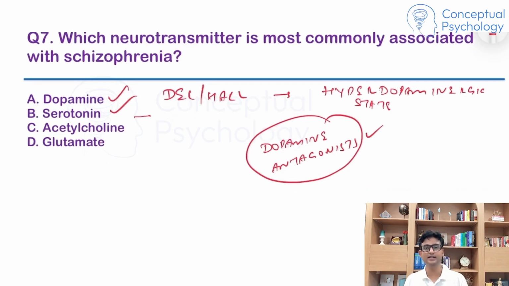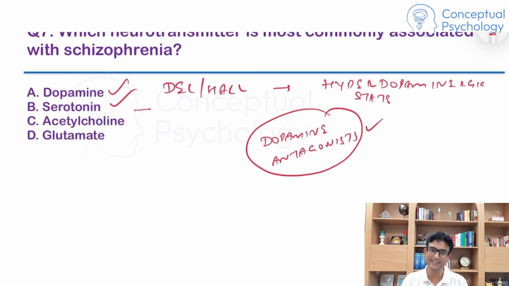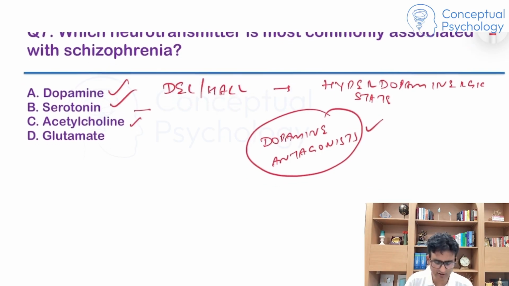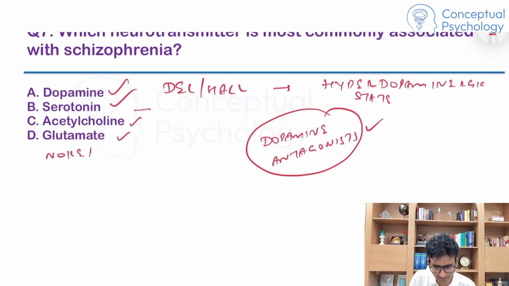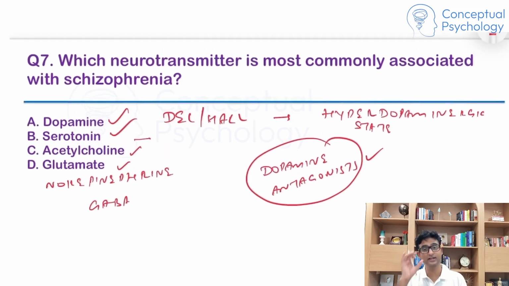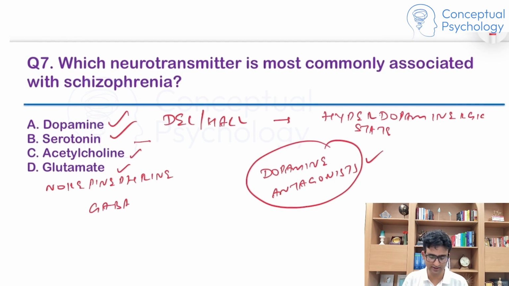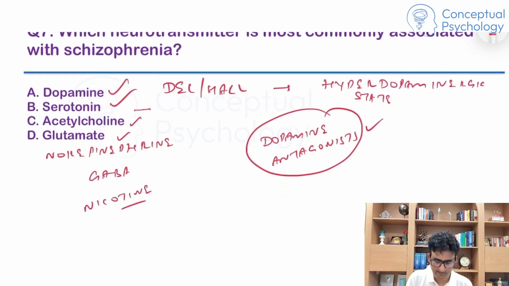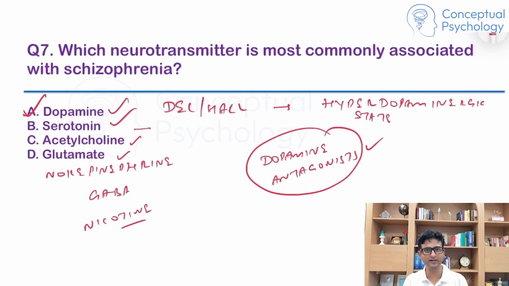Similarly, even excessive levels of serotonin have been implicated, because drugs acting as serotonin receptor blockers, or serotonin receptor antagonists, are also effective in decreasing the symptoms of schizophrenia. In fact, even acetylcholine, glutamate, norepinephrine, GABA, all these neurotransmitters have been implicated in the pathophysiology of schizophrenia, even nicotine. But if you have to pick one, the best answer becomes dopamine.